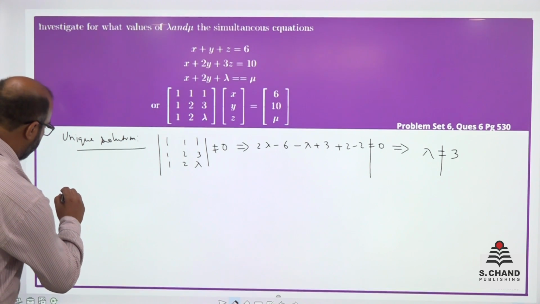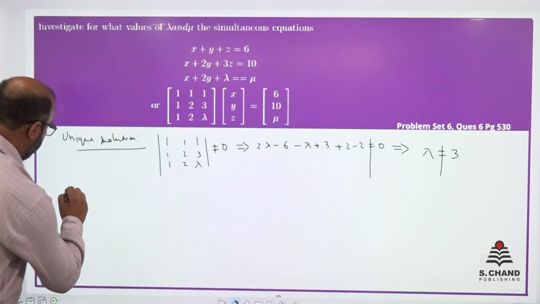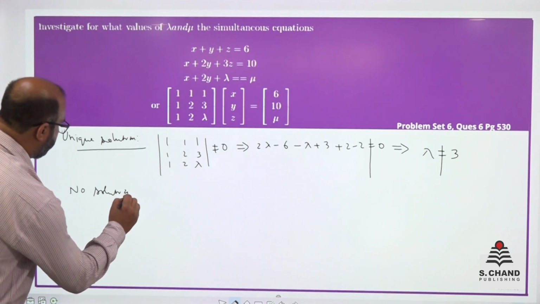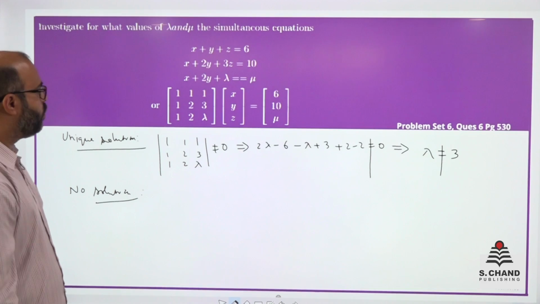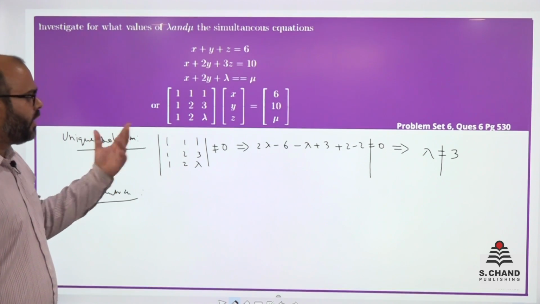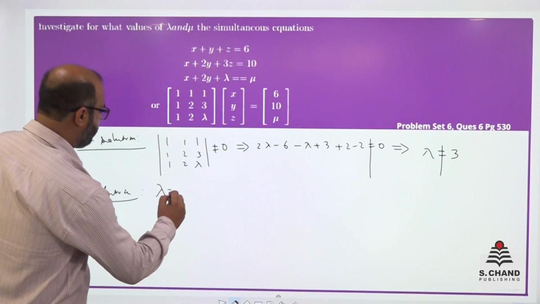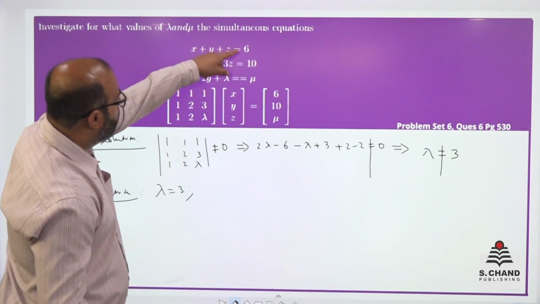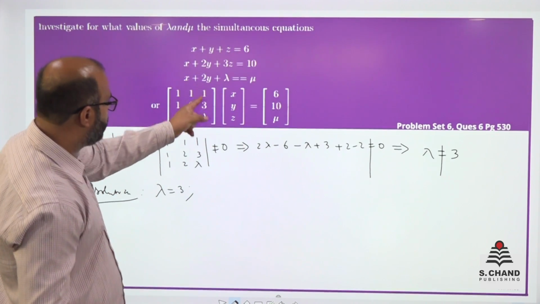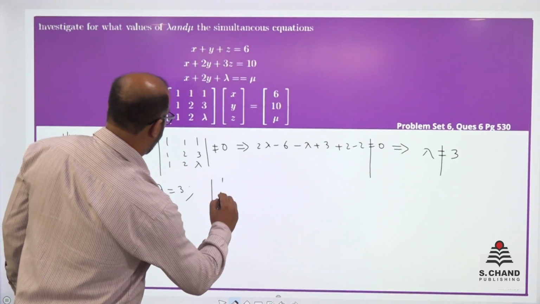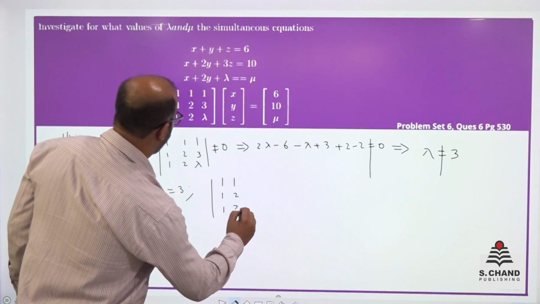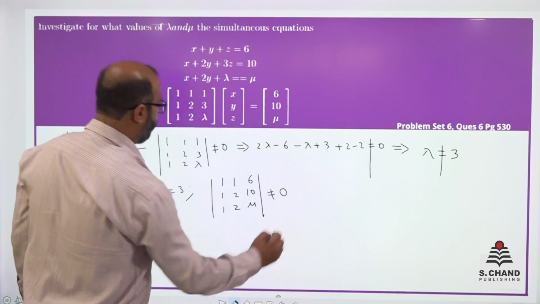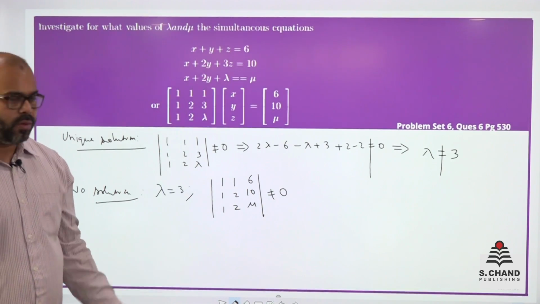For no solution, at least one of delta 1, delta 2, delta 3 is non-zero, and delta is 0. So lambda is equal to 3, that is fine. So let us take 6, 10 mu in place of this last column. So 1, 1, 1, 1, 2, 2 and 6, 10, mu is not equal to 0. So that delta 3 is not equal to 0.